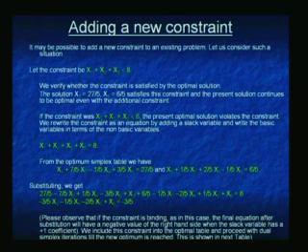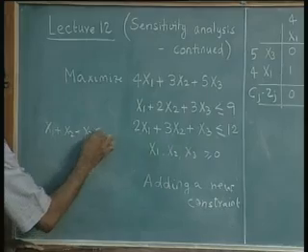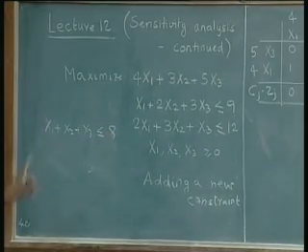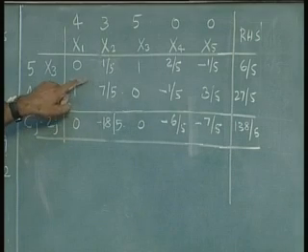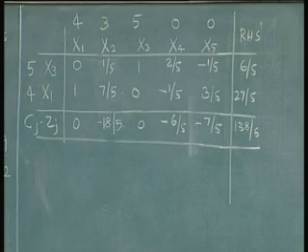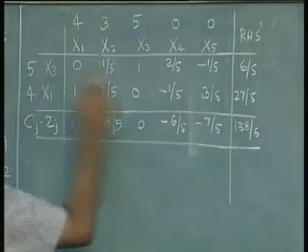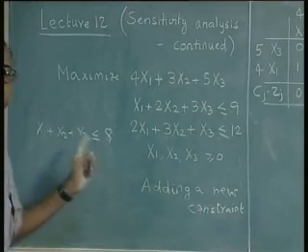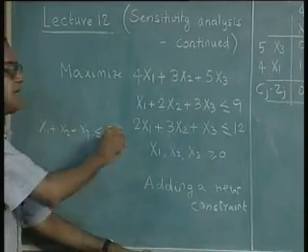So let us look at the constraint x1 plus x2 plus x3 less than or equal to 8 as a third constraint. Let us go back and see whether the optimal solution here satisfies this constraint. Now x1 equal to 27 by 5, x3 equal to 6 by 5, x2 is non-basic at 0. So x1 plus x2 plus x3, the left hand side, is 33 by 5, which is less than 8. So this constraint is satisfied.